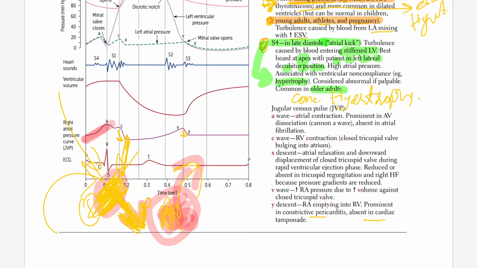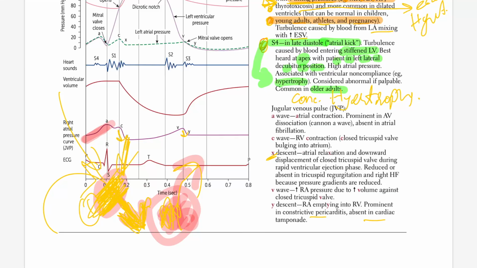Now there's a C wave. What is a C wave? The C wave is when the right ventricle has to contract the blood out from the right ventricle into the pulmonary circulation. That's going to give you the C wave. So after A and C, you have a descent. What is that descent? That's the right atrial relaxation. X for relaxation, right? Right atrial relaxation.